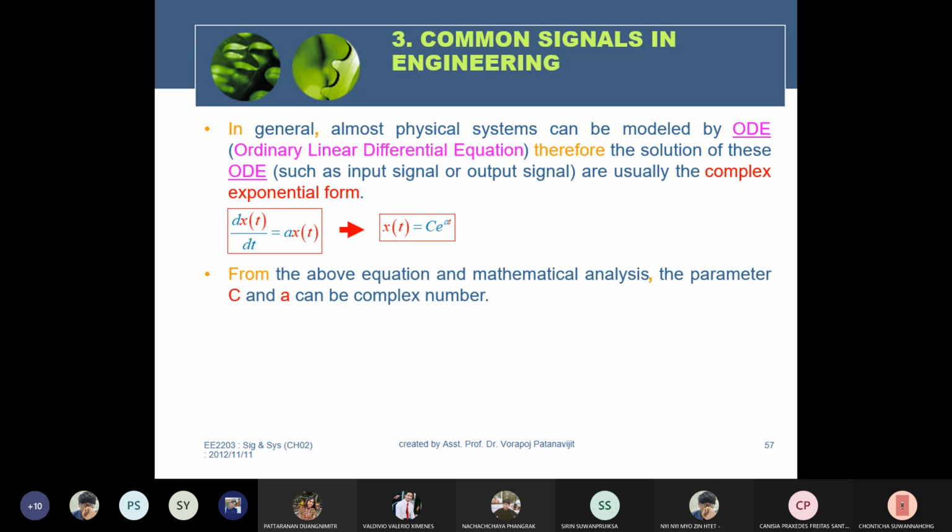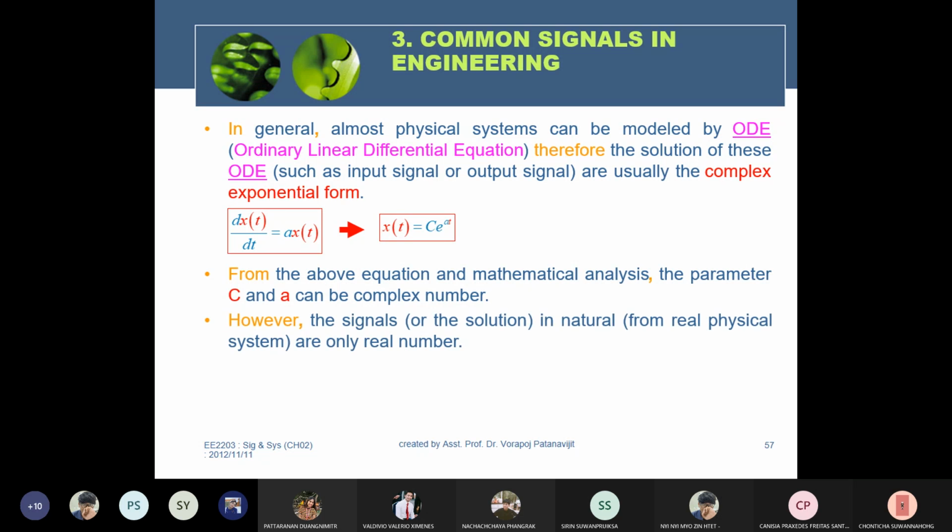From the above equation and the mathematical analysis, the parameters C and A in this case can be real or complex, depending on the equation that you set. But in general, the signal x(t) that you capture from the real world is real; you cannot capture an imaginary signal. Every signal in the world that you record or capture is real. But when you solve it in mathematical form, it may be complex.